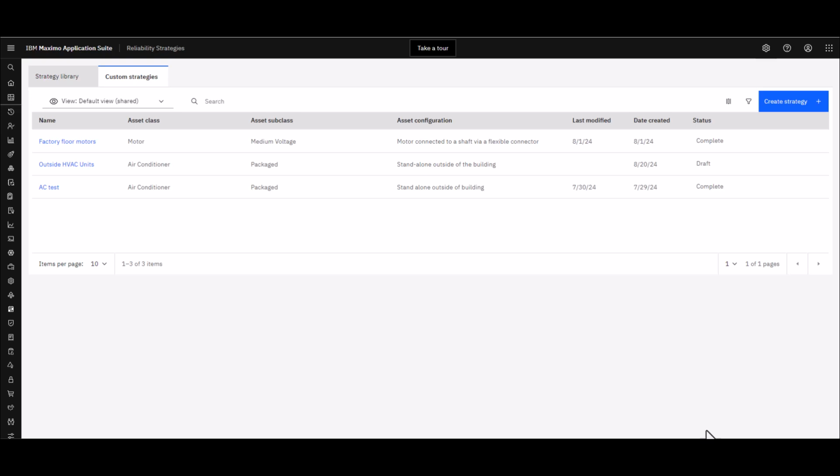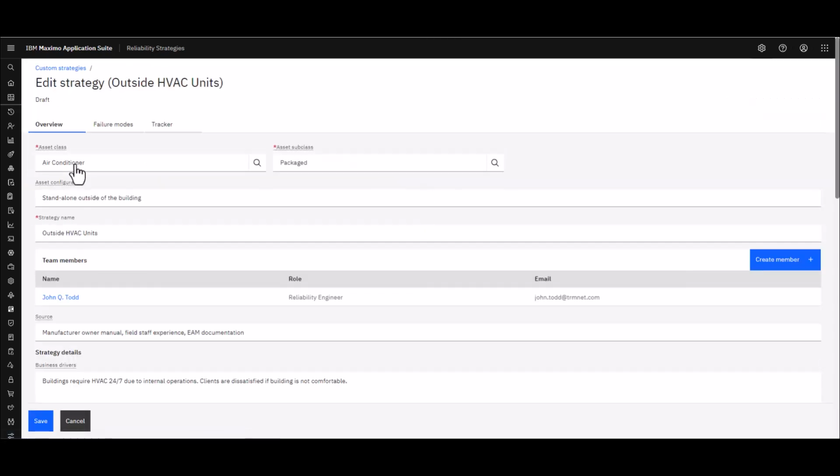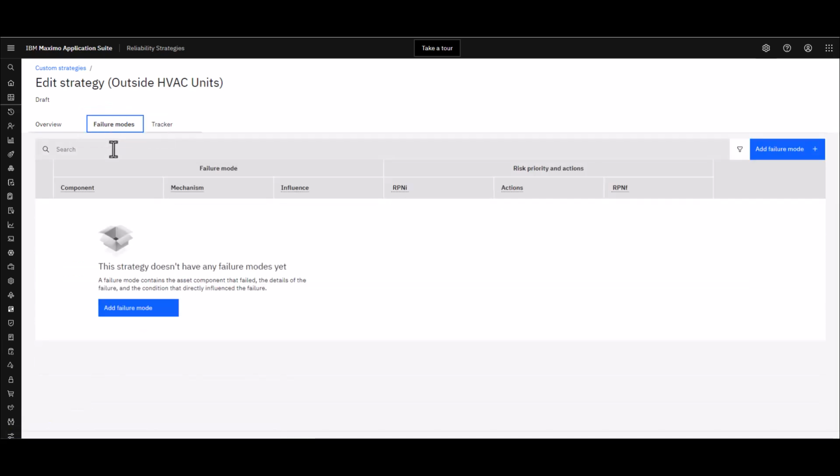So of course I am in reliability strategies, and I'm going to open up the custom strategy that I had saved, and you can take a look at part 1 for details on that. And so this time around we're going to take a look at failure modes and start to populate that.